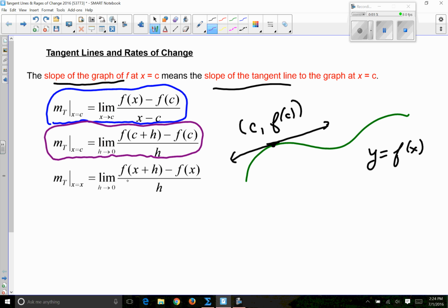And this third one is the same as the one in purple, except the c's are replaced with x's. This c and this c and this c are replaced with x. We'll say the slope of the tangent line at x equals the limit as h approaches 0 of f of x plus h minus f of x over h. Notice the first limit has x approaching c, the other two have h approaching 0. Pause the video to get all of these written down.